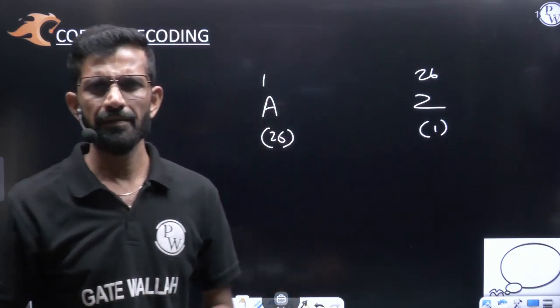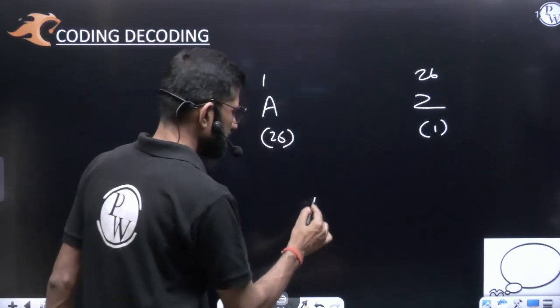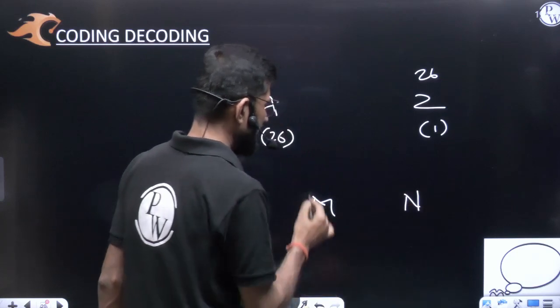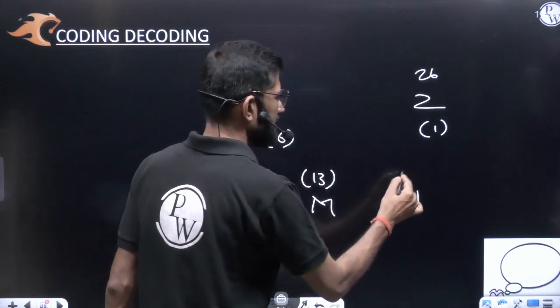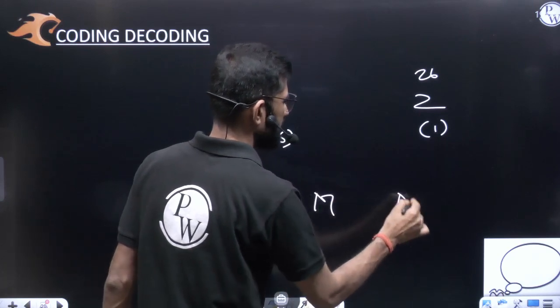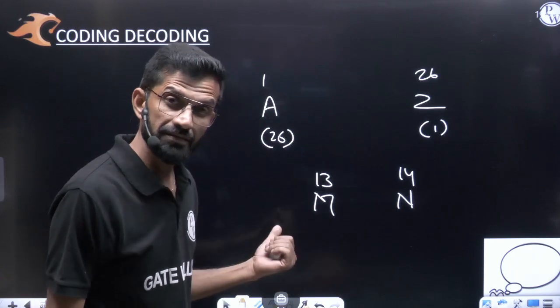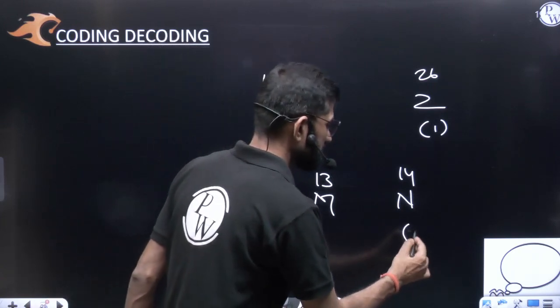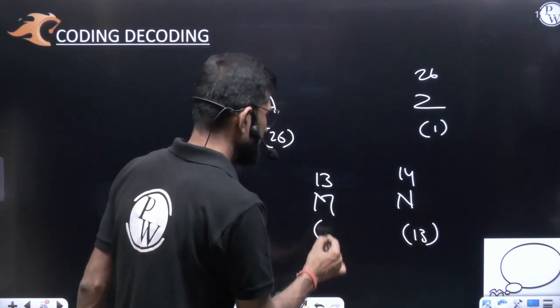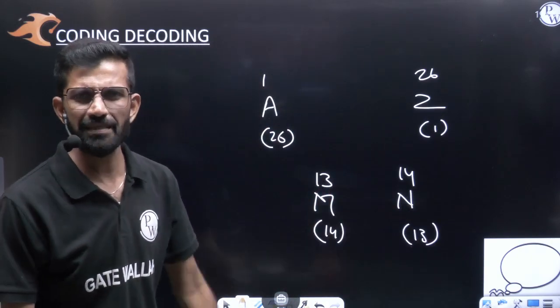Like for example, M and N will be exactly in the middle. M and N. M is the 13th alphabet, and N is the 14th alphabet. This is 13, this is 14. In reverse, obviously, N becomes the 13th alphabet and M becomes the 14th alphabet in reverse. So because it is in the middle.